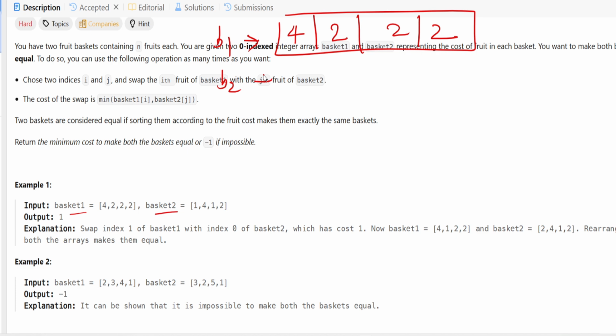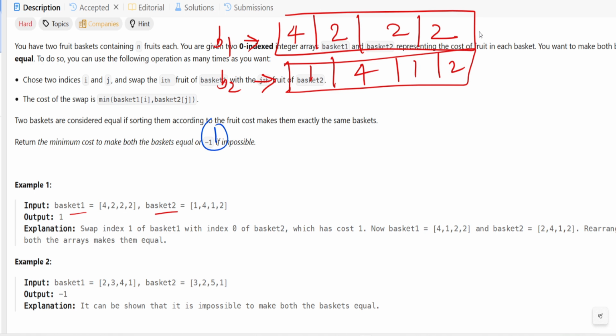Very first, if we count total fruit in b1 and b2, how many types of fruits do we have here? Here we have two types of fruit, 2 and 4, right? And here we have 1, 2 and 4. So how many times is 2 coming? It's coming 3 times here, and 1 is coming 2 times, correct? Like that we have given.